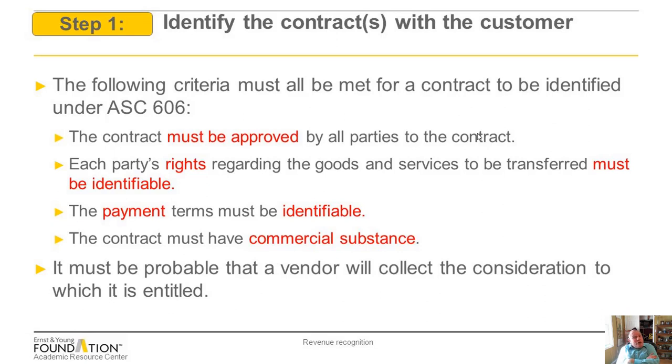The following criteria are used for a contract to be identified. It must be approved by all parties to the contract. Everybody has to approve it. Each party's rights must be identifiable. So when you read the contract, if it's a very open-ended one, it doesn't meet that, but if it's very specific, it does. Payment terms must be identifiable. When are they? And overall, the contract must have commercial substance. And it's probable that a vendor will collect the consideration to which it's entitled. So that's identifying the contract.